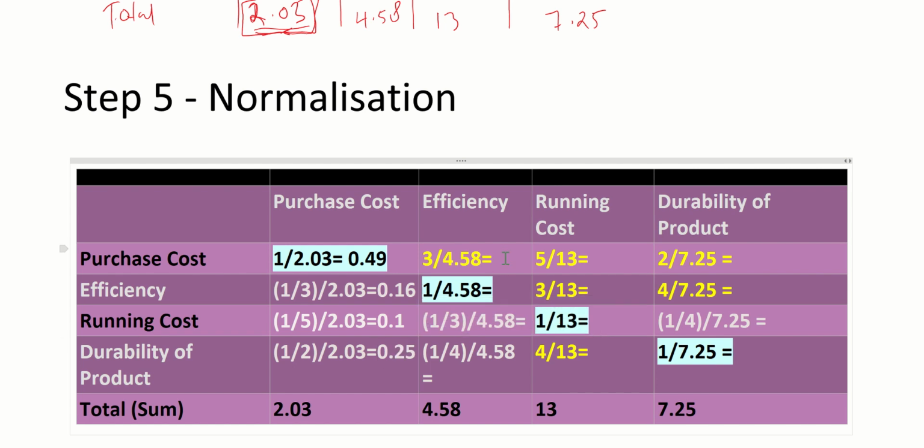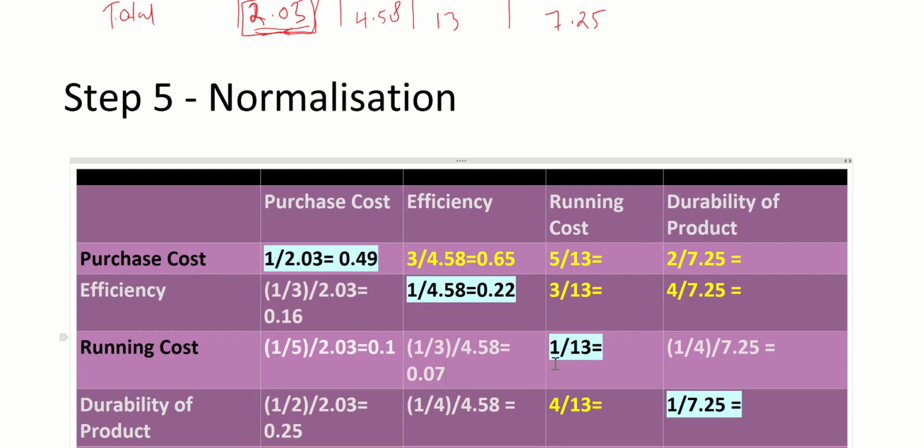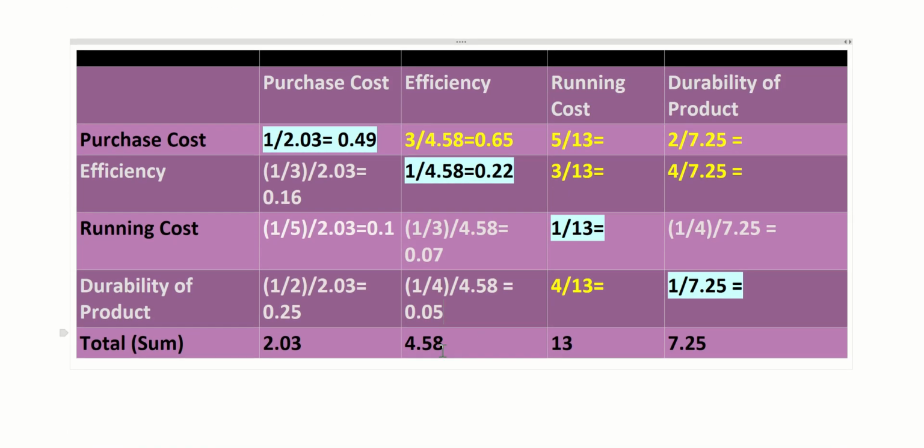Okay, likewise, we do the same for efficiency. So efficiency, it's 4.58, the total for the column. To normalize that column, the input that was there, so 3 divided by the total, you should be getting 0.65. 1 divided by 4.58, you should be getting 0.22, and you keep on filling the values, 0.07, and then finally 0.05. Okay, so you don't worry about this final column. That's just the total.